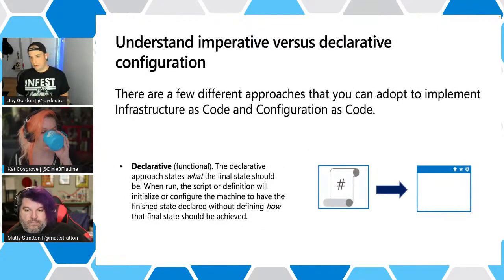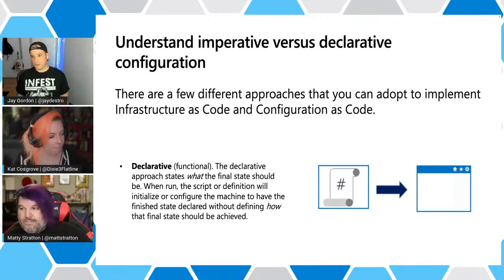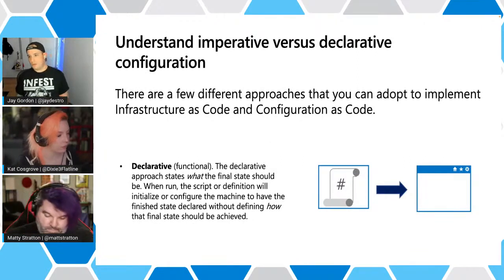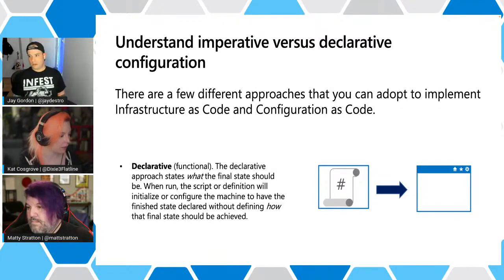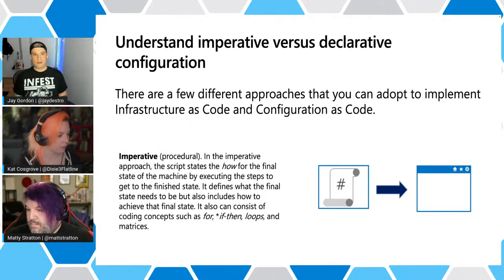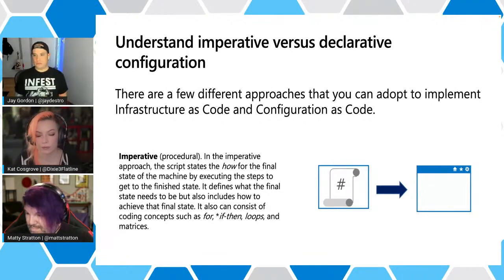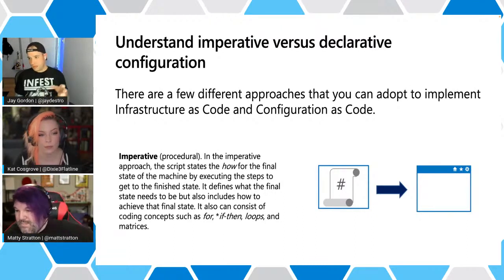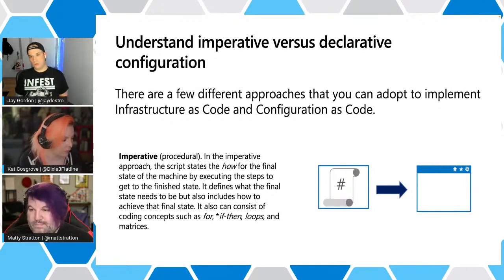There is declarative. The declarative approach states what the final state should be when run, and the script or definition will initialize and configure the machine to have the finished state declared, without defining how that should be achieved. Imperative: in the imperative approach, the script states the how for the final state of the machine by executing the steps to get to the finished state. It defines what the final state needs to be, but also includes how to achieve that final state. So it can consist of coding concepts like if-then, loops, and matrices.